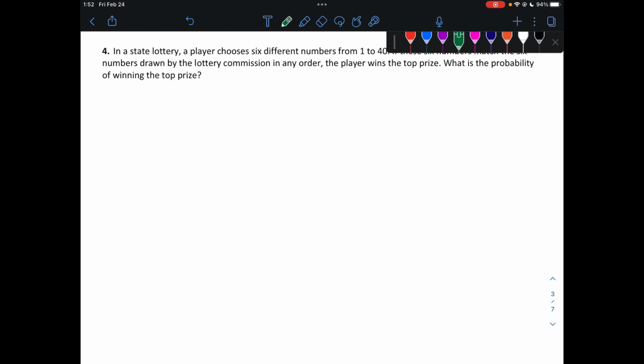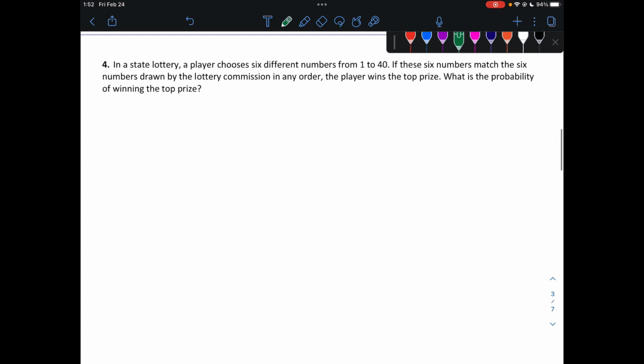In the state lottery, a player chooses 6 different numbers from 1 to 40. If these 6 numbers match the 6 numbers drawn by the lottery commission in any order, the player wins the top prize. What's the probability of winning the top prize? All right, so probability of winning.